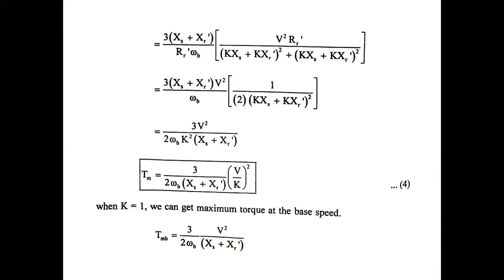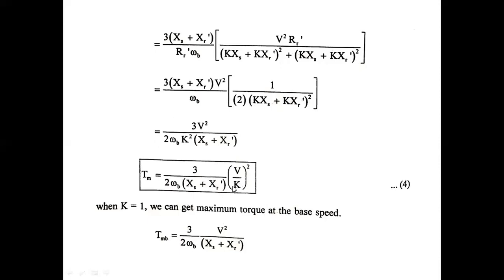Now I am taking k equal to 1, f equal to f rated. Once f is equal to f rated, your machine is operating at base speed. So I can write k equal to 1 here, and we get the maximum torque expression at base speed. Whenever k equals 1, that becomes the maximum torque at base speed, which I write as TMB.